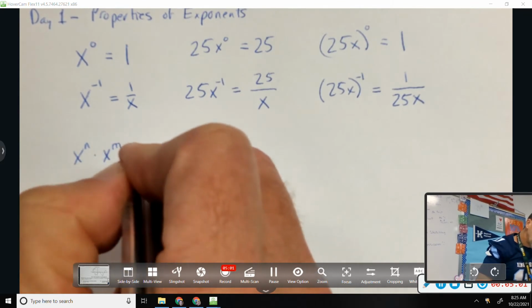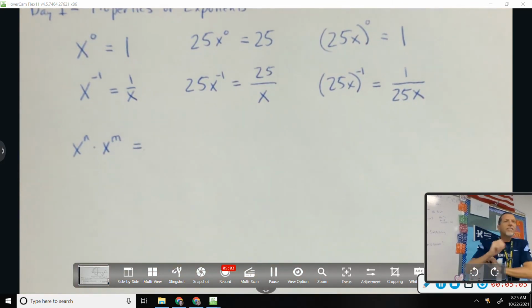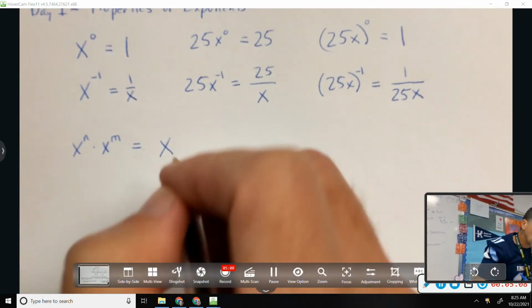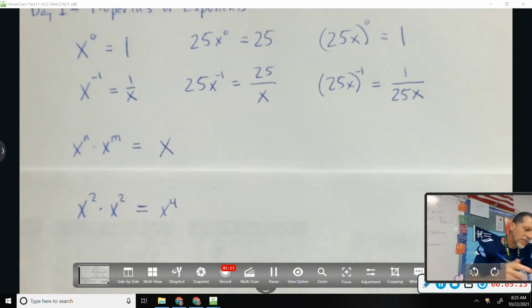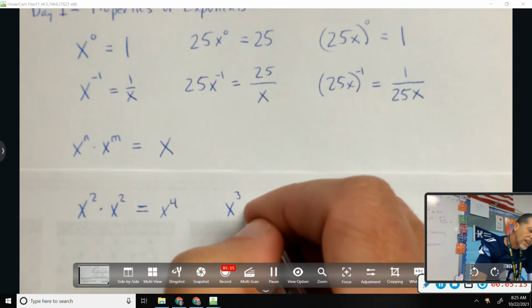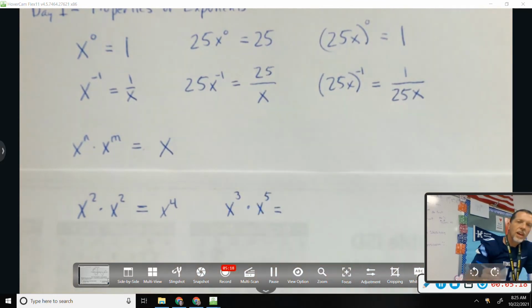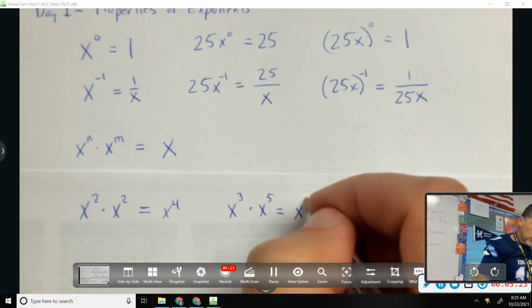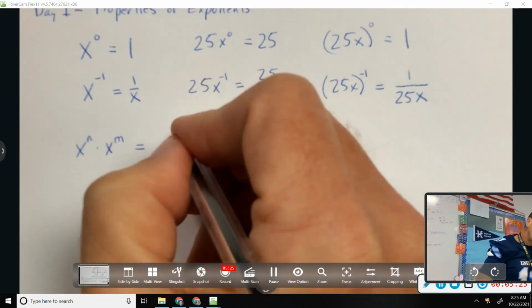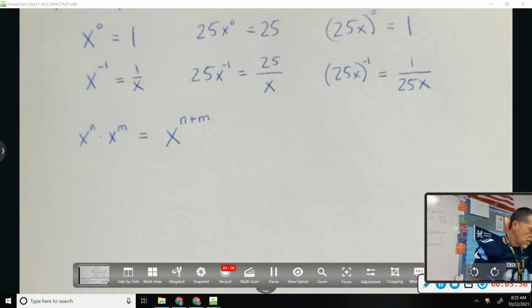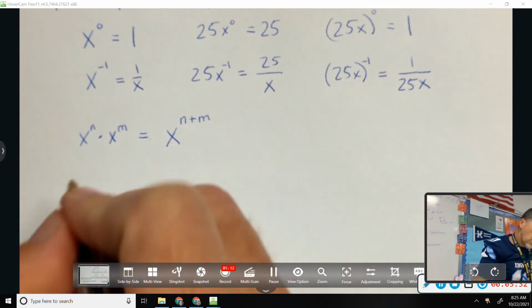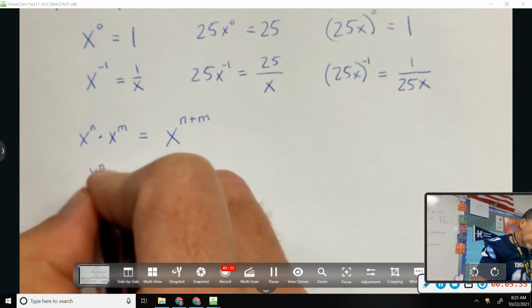Here's the one we showed earlier that the calculus student missed. X to the n times x to the m. It's not n times m, it's n plus m. X cubed times x to the fifth, because you just added them. So x to the n plus m. And if you have to do another power to that, it just goes above that. We'll do that in a minute.